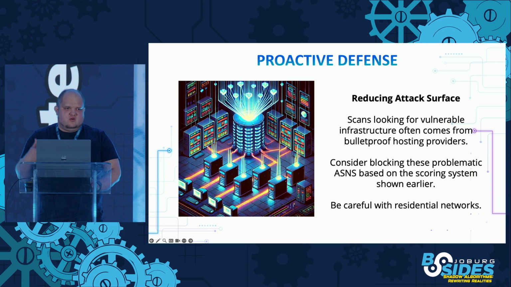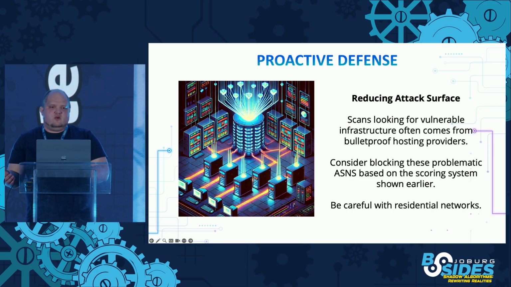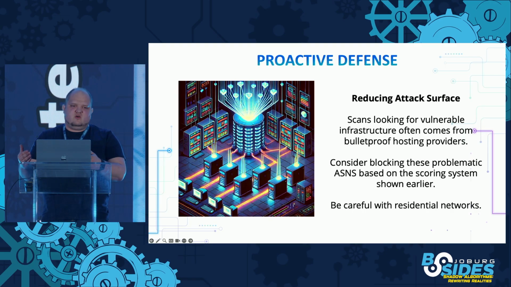As one example of how you can use this, scans for vulnerable infrastructure often come from bulletproof hosting providers. So one of the things you can do is consider blocking these ASNs on your network perimeter. And if you run your own ASN, you can go to your upstream providers and maybe ask them to filter some of these malicious providers out. This is actually the official recommendation from both RAP and IANA, that you should look at ASN filtering as well. Obviously, you do need to be careful that you don't accidentally block residential networks in the process.